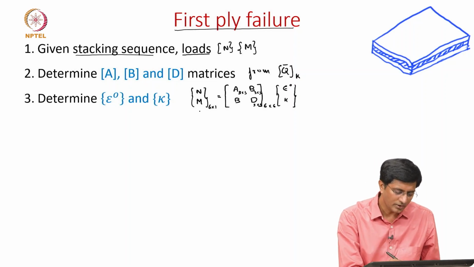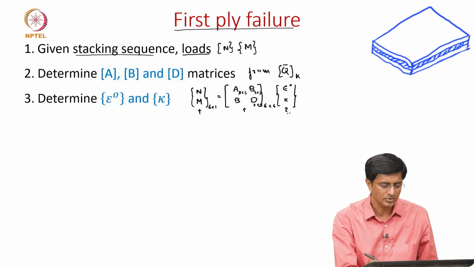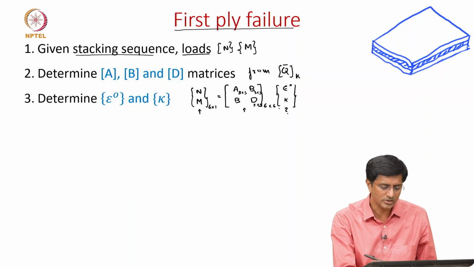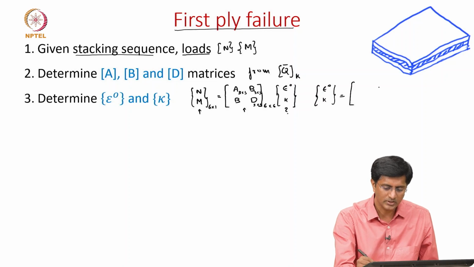So we are already given what are n and m, and we just found out in step 2 what are the ABD matrices. These strains are the unknowns. So how do we find them? We simply need to inverse this equation to find out the strains. So this will be the inverse of this matrix times the n and m.